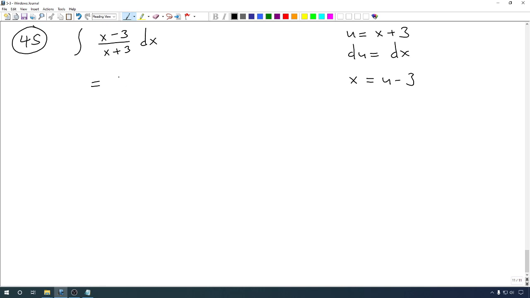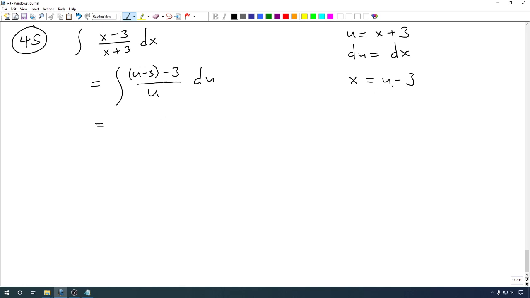So this integral here, the x plus 3 on the bottom just turns into a u. The dx here just turns into a du. The top will turn this x by itself into a u minus 3. Of course, we still have that minus 3 as well. So we've done a substitution here. We did turn this into a new integral, just involving a u. It's just maybe not as simple as you might think it would be.